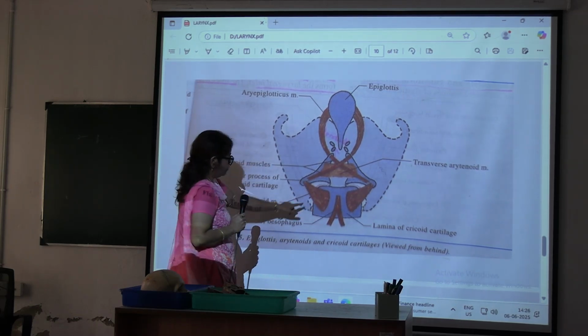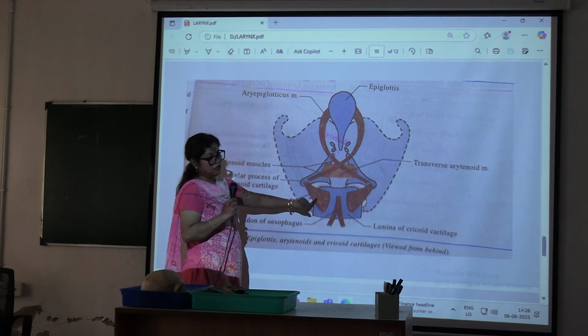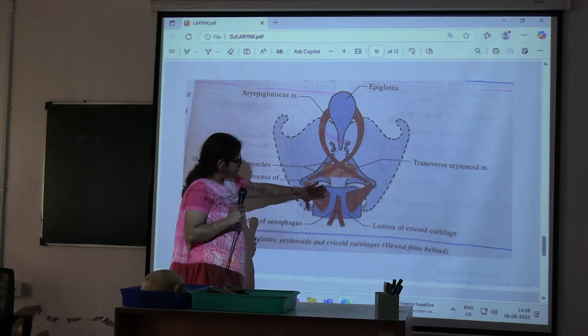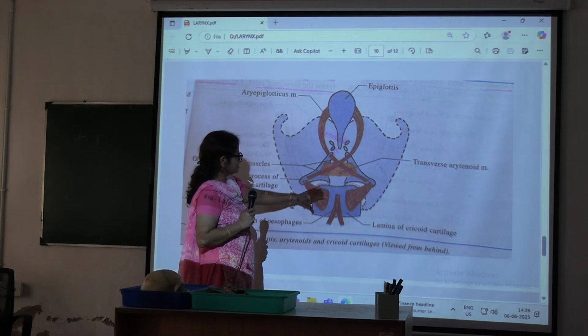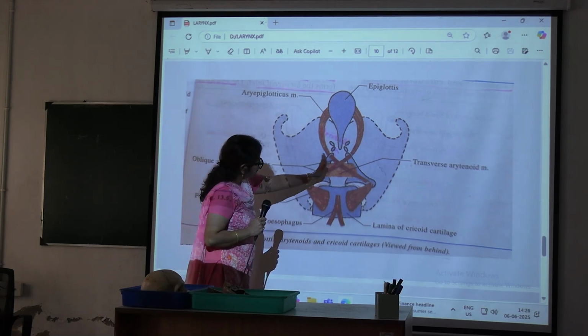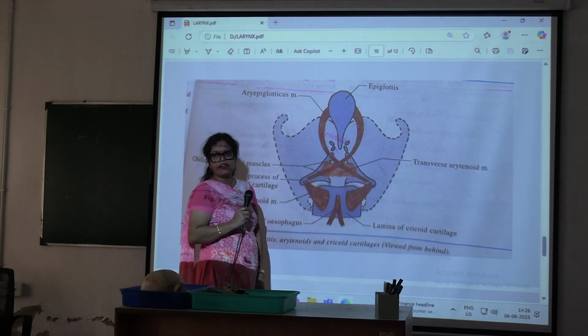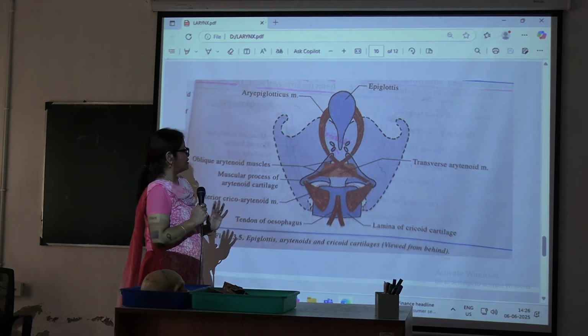Now this is the only muscle, the safety muscle of the larynx, that abducts the vocal cord. When it contracts, it creates a gap in between the arytenoid cartilages, and that is the safety muscle of the larynx.